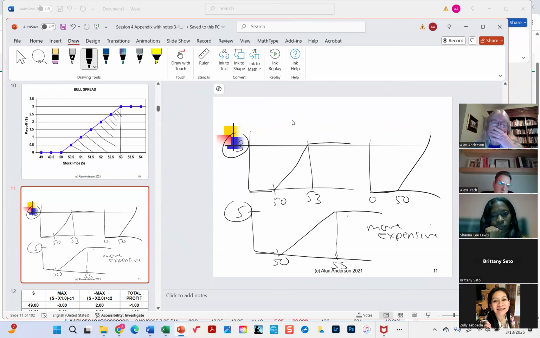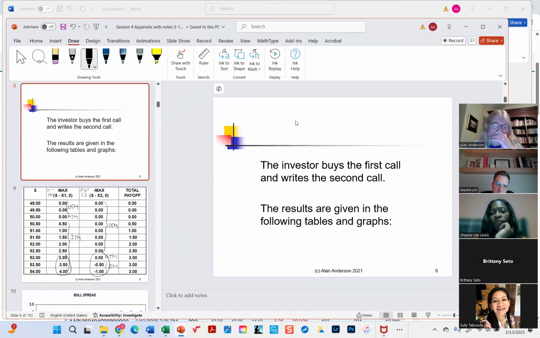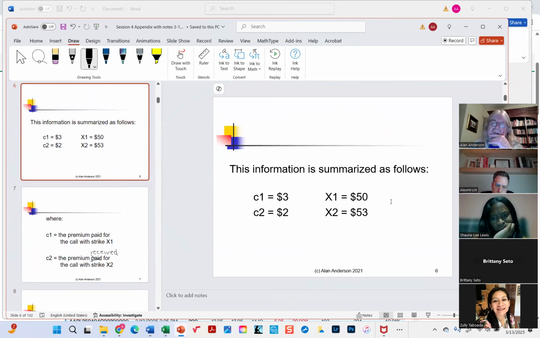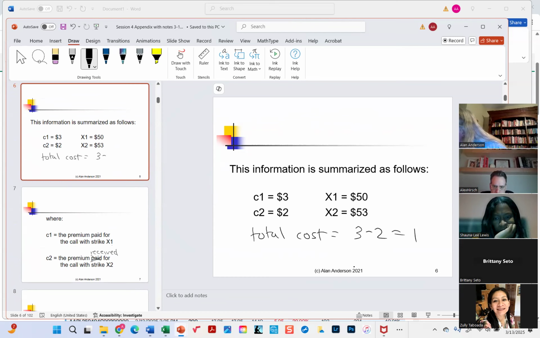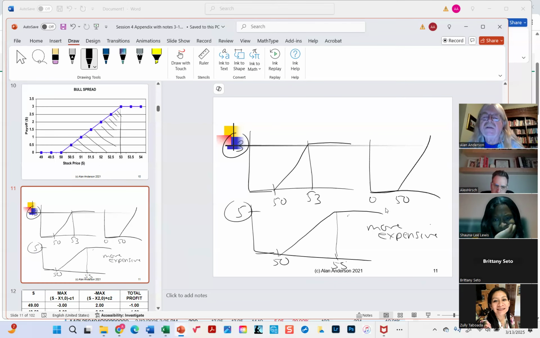If you notice, in this case, I paid $3 for one call and I collected $2 for the other. So the total cost of this position is 3 minus 2 equals 1. But if I just buy this call, it costs $3. So that means that my potential rate of return is lower because I'm starting out by paying 3 times as much money for this position. So the rate of return to the same profit would be much lower.